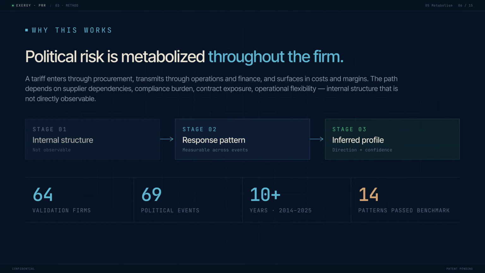Political risk is metabolized throughout the firm. A tariff or export control does not only hit the board or the C-suite. It moves through procurement, supply chain, legal, compliance, finance, operations, and customer relationships. Those internal structures are not directly observable from the outside, but repeated market and business responses can leave measurable traces.